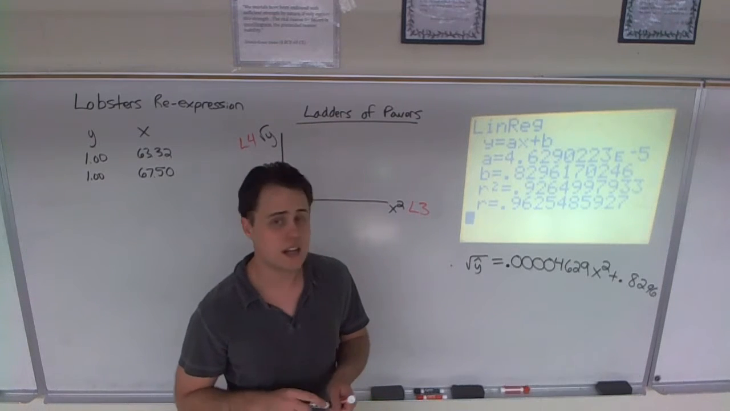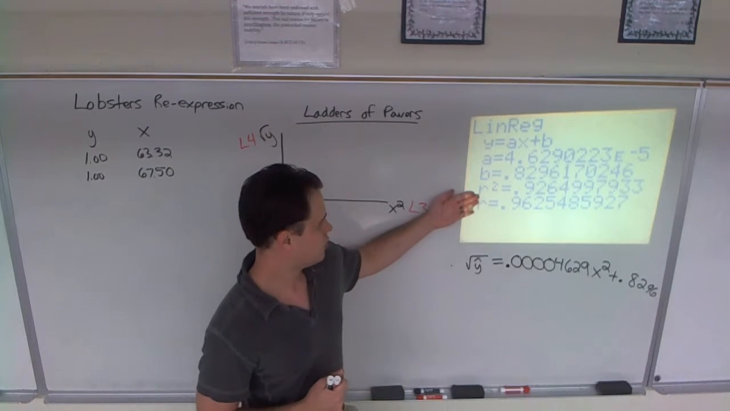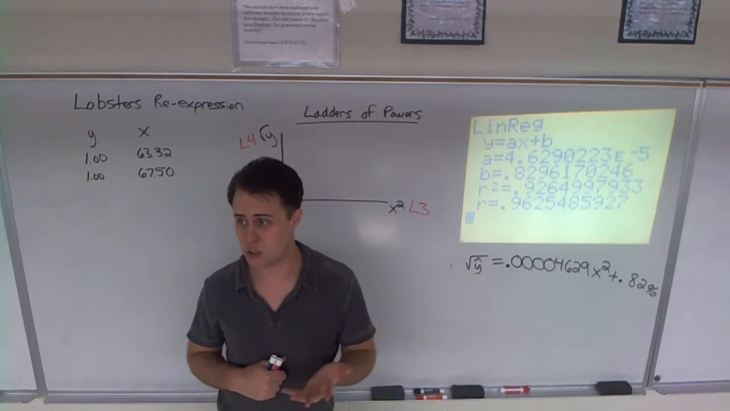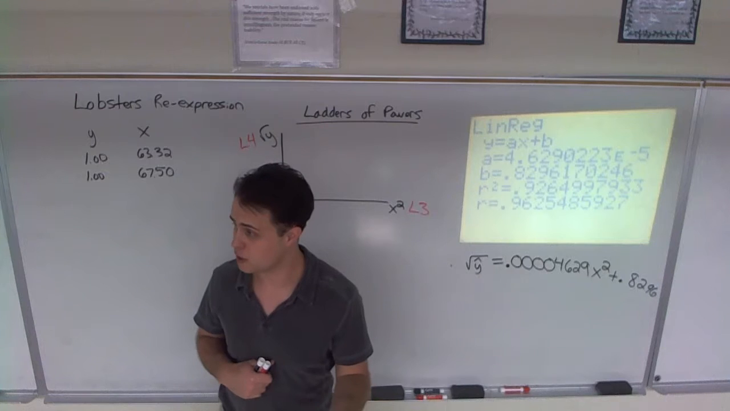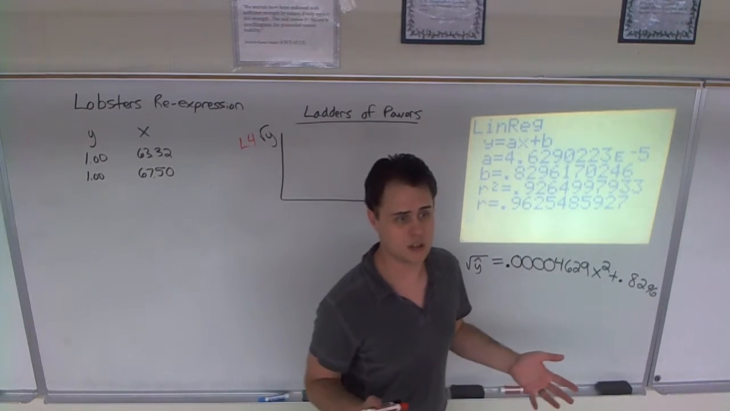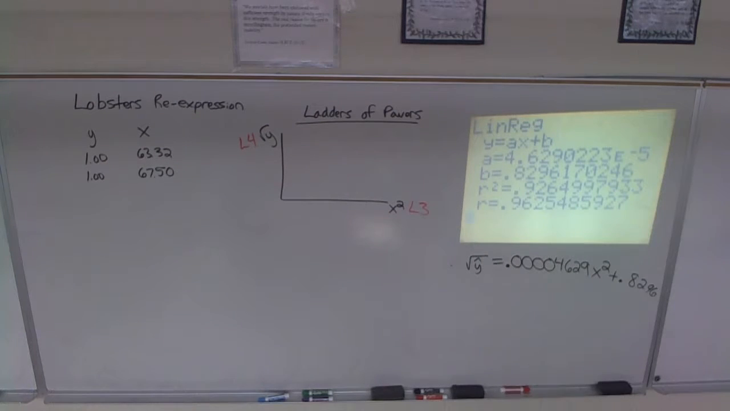So we still haven't decided if this model's good enough. R squared says 92%, or about 93%, of the variation in carapace length is explained by variation in age. That's awesome, but do we have a problem with the residuals? How should we look at that?